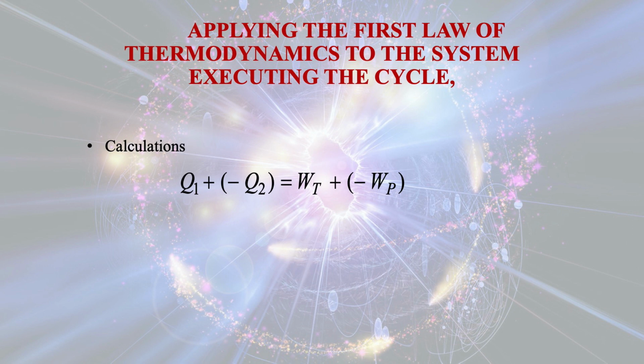Applying the first law of thermodynamics to the system undergoing the cycle, as you all know, for a cyclic process, the summation of net heat supplied is equal to the summation of work transfer. So in this case, after considering proper sign convention, we can write Q1 plus (minus Q2) is equal to WT minus WP, or Q1 minus Q2 is equal to WT minus WP.